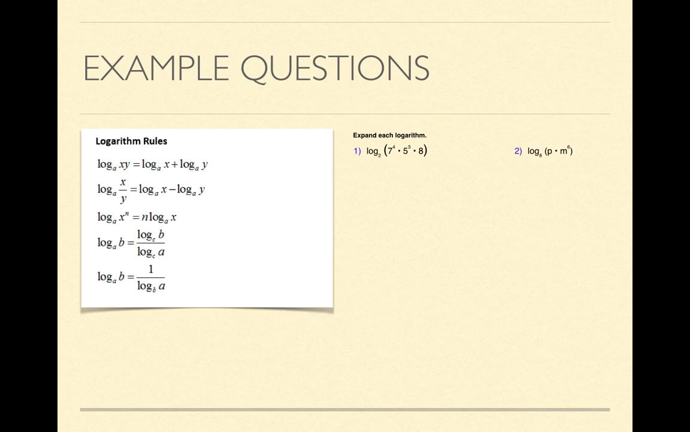So expand each log. I'm going to look at number 1. So what we have here is the product of numbers. I'm going to change the product to a sum using the first identity. Okay. Now what we see then is we've got 7 to the power of 4, we got 5 to the power of 3. So I've got powers, I take those powers out and put them in front of the logs. And that's my answer. Number 2, same idea.